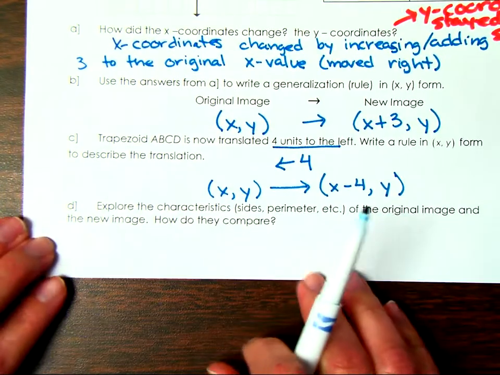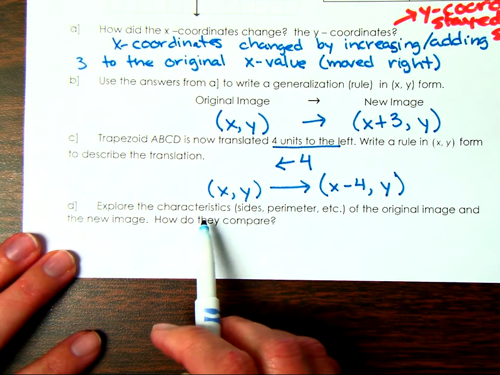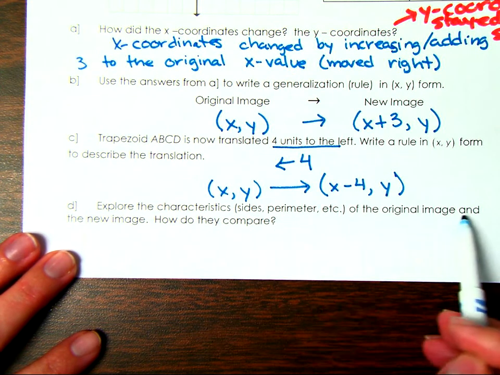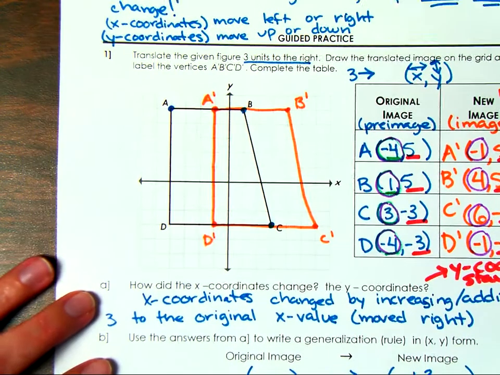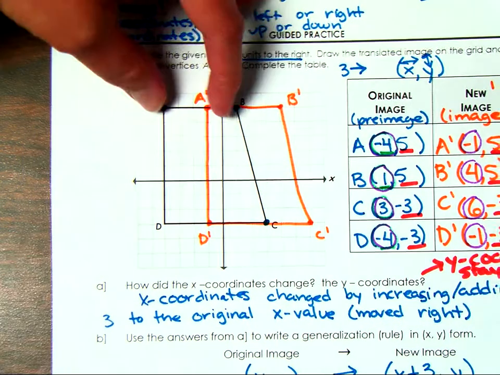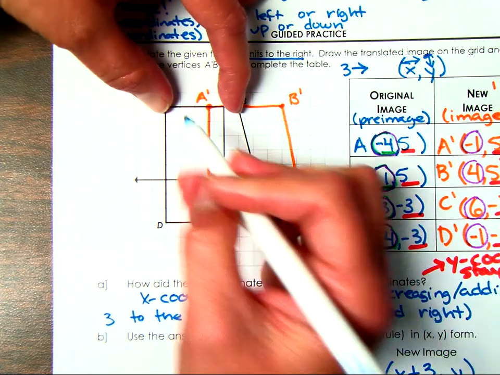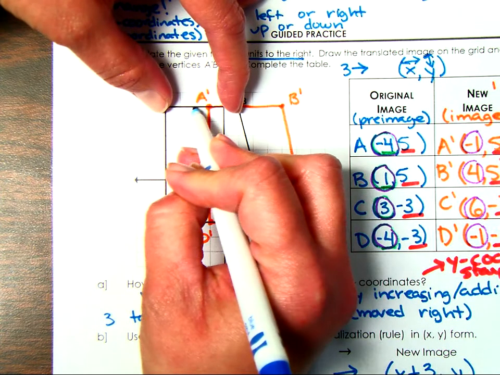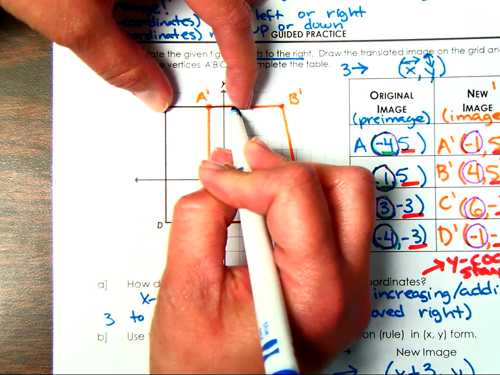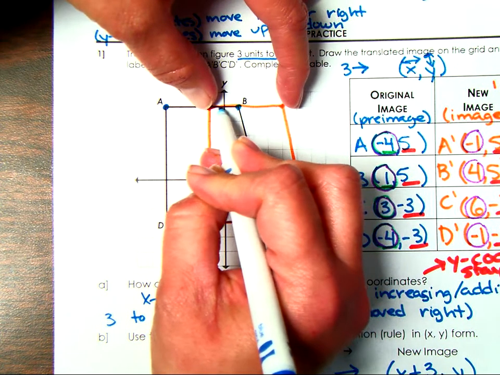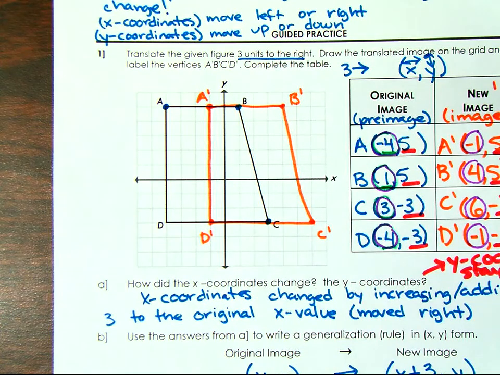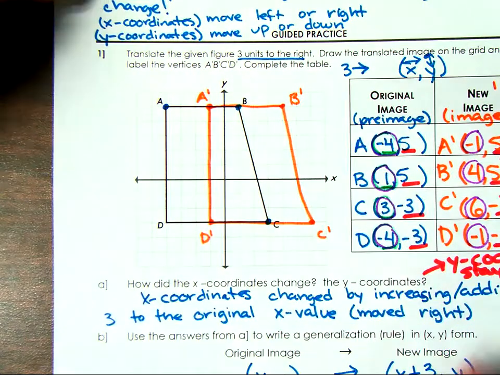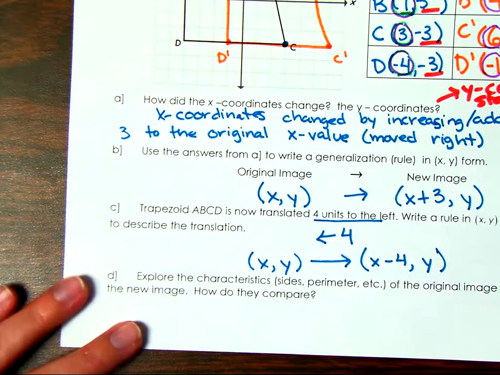So now let's think about this. Explore the characteristics, the sides, the perimeter, etc. of the original image and the new image. How do they compare? We can even use this picture up here. If this side length was 1, 2, 3, 4, 5 units, and then we moved it, that's still 1, 2, 3, 4, 5 units. If it's staying the exact same size and the same shape, and it's not being dilated, then all those side lengths are the same.